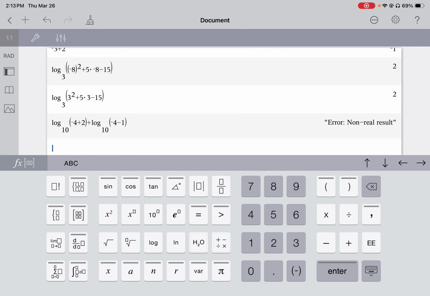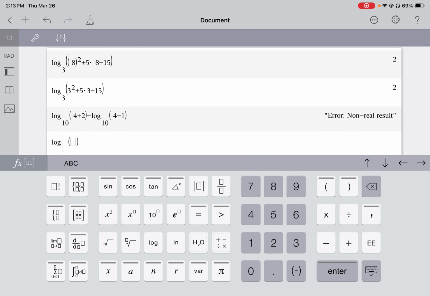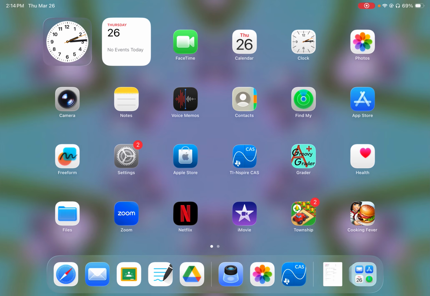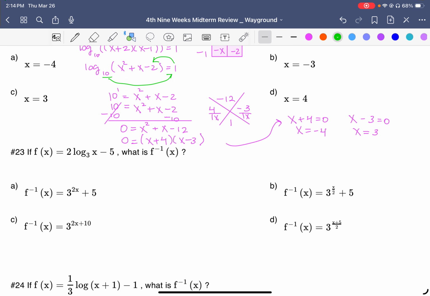So I'm going to eliminate x equals negative 4. Let's see if positive 3 works. So we have log base 10 of 3 plus 2 plus log base 10 of 3 minus 1. And that does equal 1. Notice that negative 4 did not work, so negative 4 would be considered an extraneous solution. I'm going to cross that out. And so the only answer would be x equals positive 3, which corresponds with answer C as in cat.